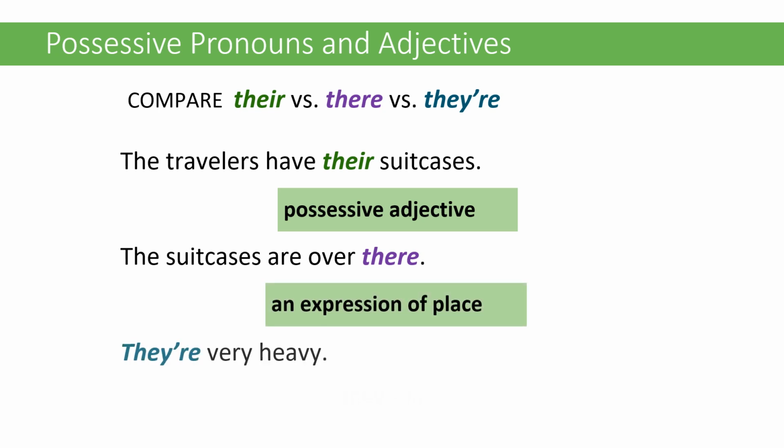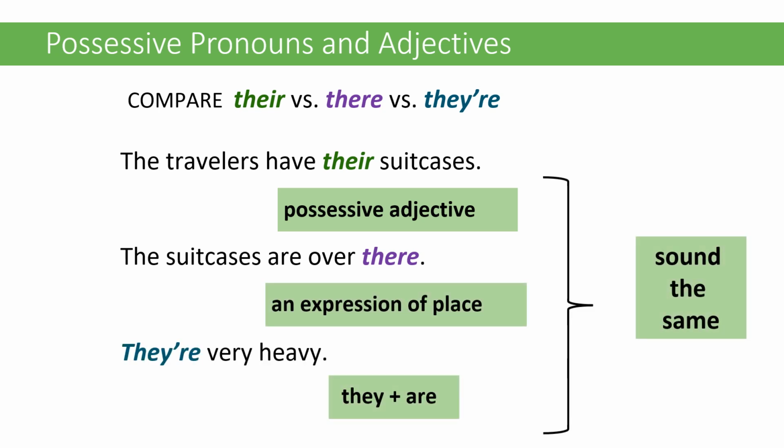Their, there, and they're all have the same pronunciation, but they have different meanings. Their is a possessive adjective, as in the example, the travelers have their suitcases. There is an expression of place. The suitcases are over there. They're is a contraction of they are. They're heavy.